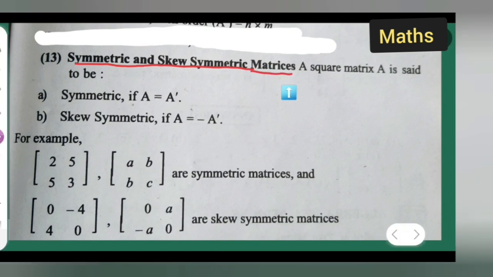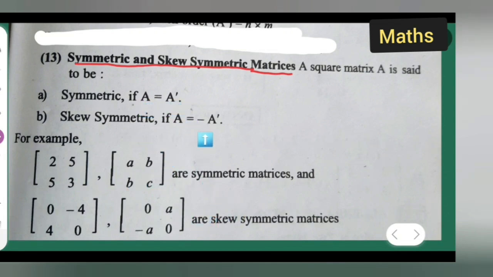A square matrix A is said to be symmetric if A is equal to A transpose. It is skew symmetric if A is equal to minus A transpose. For example, the given matrices 2, 5, 5, 3 and A, B, B, C are symmetric matrices. Now these are called symmetric matrices. So A is equal to A dash.